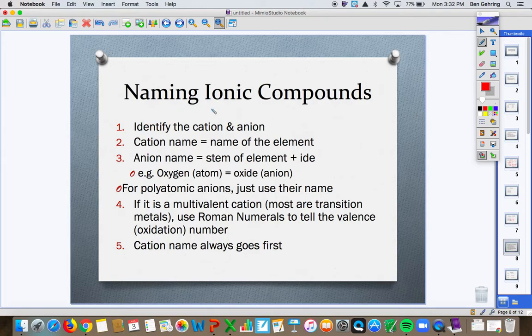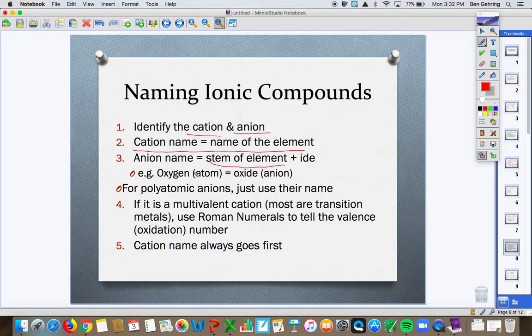So when we're naming ionic compounds, first you identify the cation and the anion. When you name them, the cation name stays the same. You write just the name of the element. On the anion, you're going to take the stem or the base of the element and keep it the same. You're going to change the ending to IDE. For example, oxygen becomes oxide. Sulfur becomes sulfide. Fluorine becomes fluoride. Bromine becomes bromide. Nitrogen becomes nitride.